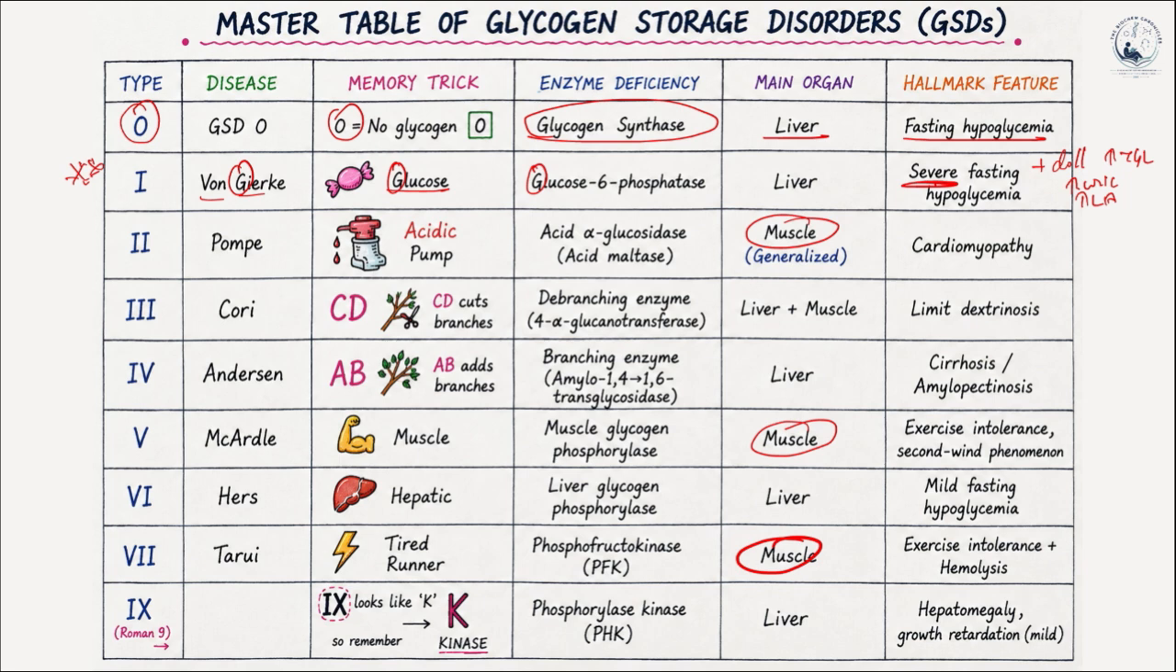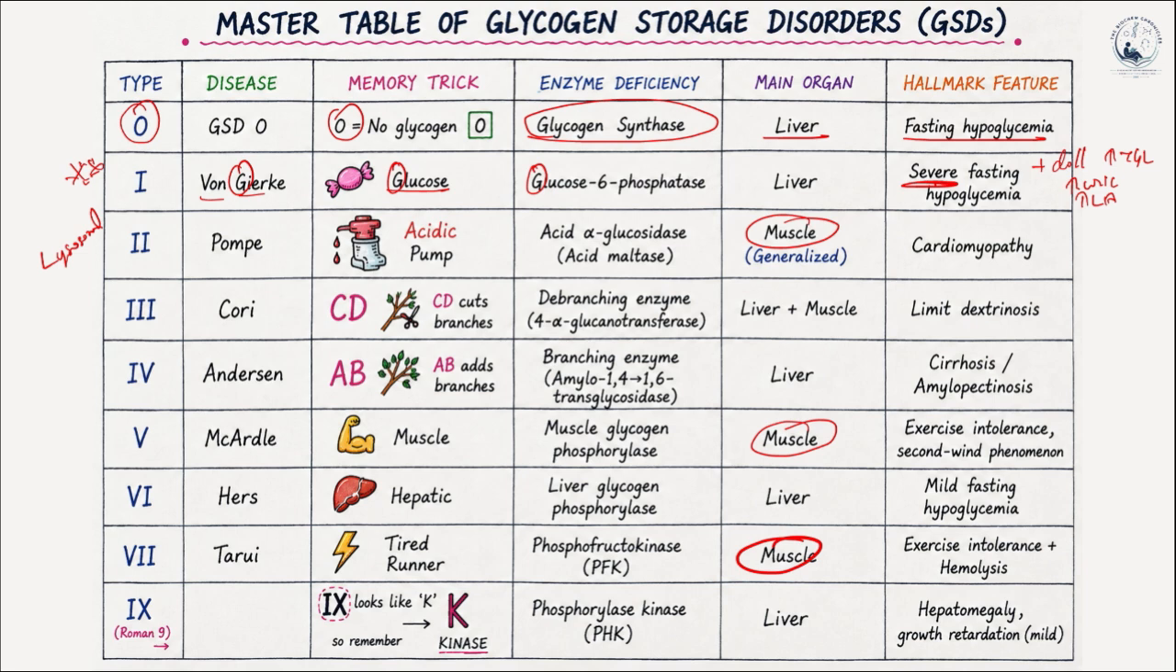Okay. So next is your Pompe, type 2, which is also a lysosomal disorder. So what are the other lysosomal storage disorders you know of? Can you remember the sphingolipidosis and mucopolysaccharidosis? They are also lysosomal storage disorders.